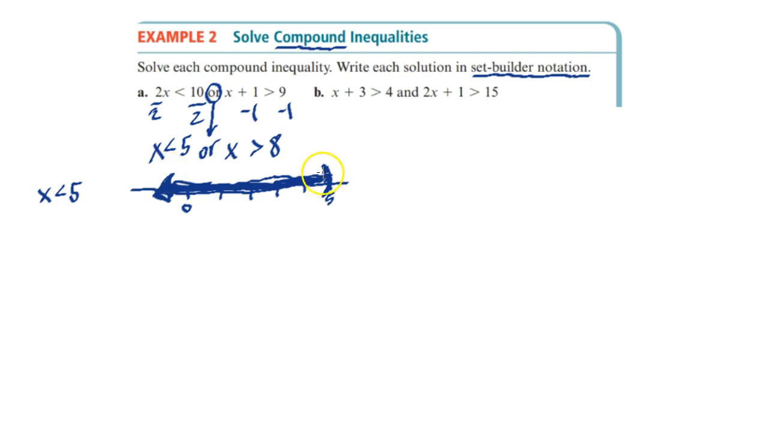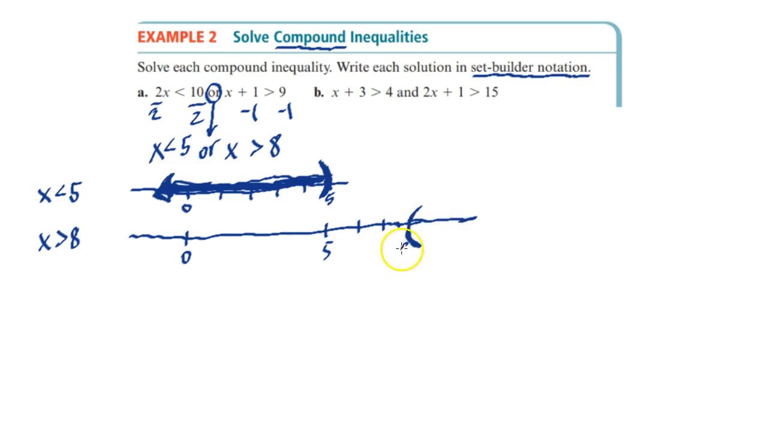Okay, and then x is greater than 8. I like to keep the same scaling, so we have 0 and 5, and then we would just be up at 6, 7, 8. All right, and that's greater than, so that's 8, and we're graphing to the right.